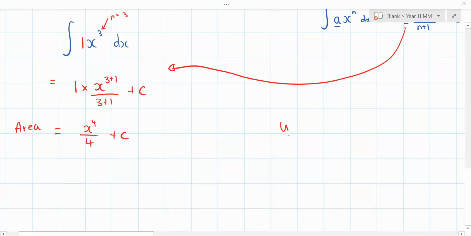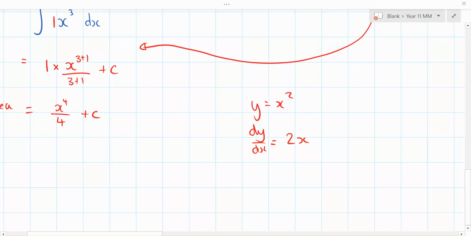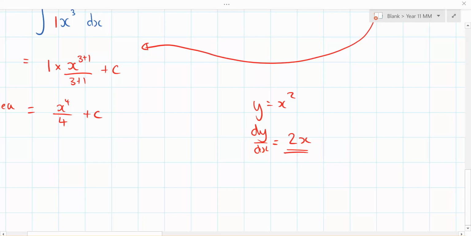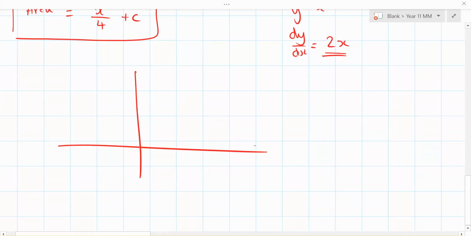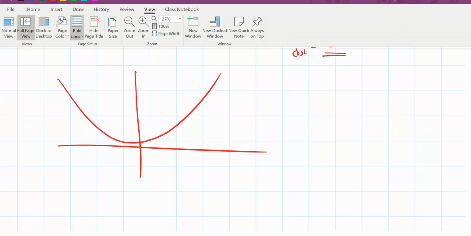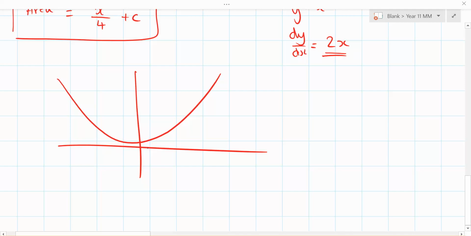So for example, if I gave you y equals x squared and said find the derivative, this is meant to give you the gradient of the tangent, but I haven't told you the point. That's why you only got 2x. Similarly over here, when you find the antiderivative, it gives you the area function. It doesn't give you the area. The only time you get the area is when they tell you where. Because if you think about it, if I draw a graph, the only way that you can get the area under a curve is if I tell you where.